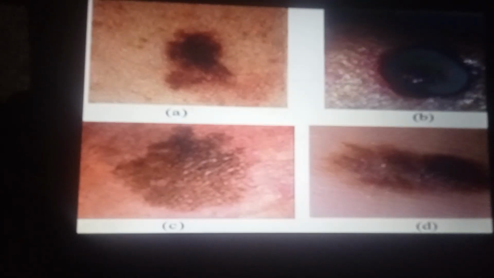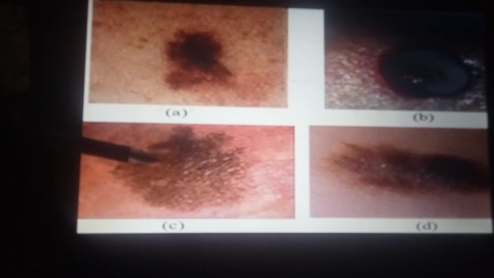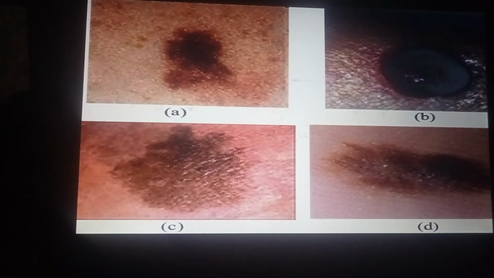This is a picture of situation number 1. Here, in picture A, you can see a small melanoma with an irregular border. In the second picture B, the shape changes. In the third picture, shape and color also change with an irregular border. In the fourth picture, the shape and color change. This is actually situation number 1.